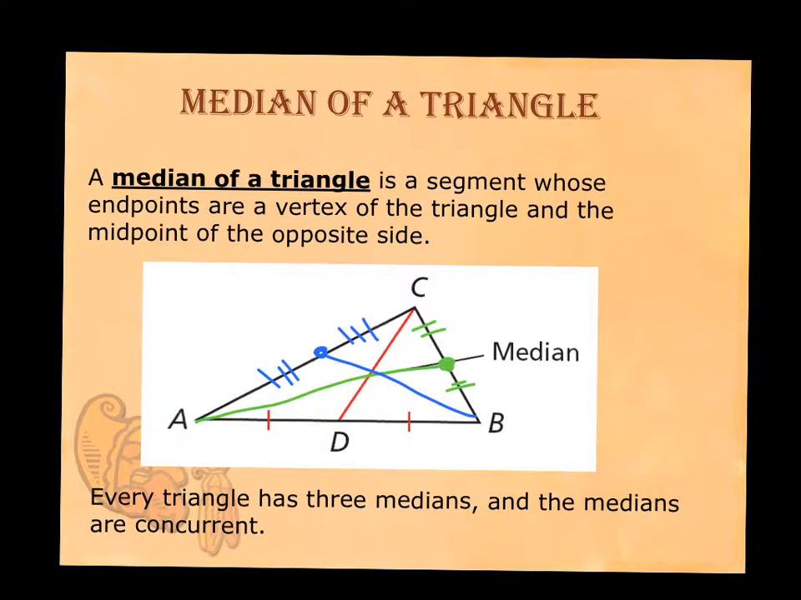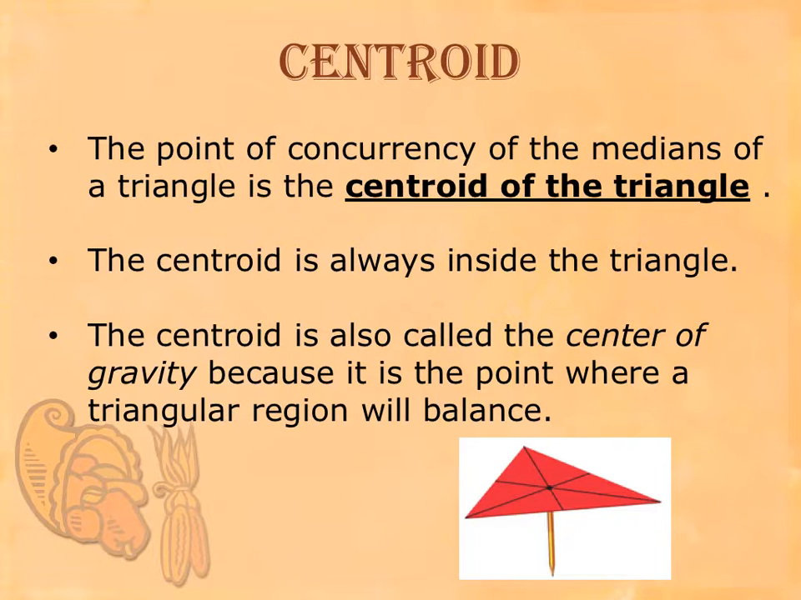So if I was to construct a median, I would find the center of each line by measuring it with a ruler, cutting it in half, finding the halfway point, and then just drawing a segment that connects the vertex to that point. And the medians are concurrent. Just like everything else, these three medians hit at one point inside my triangle. The centroid is that point of concurrency.